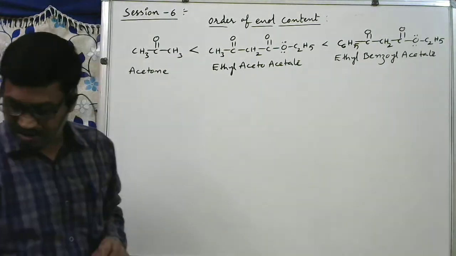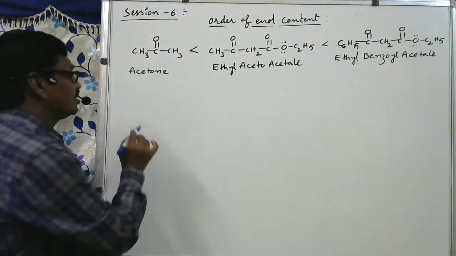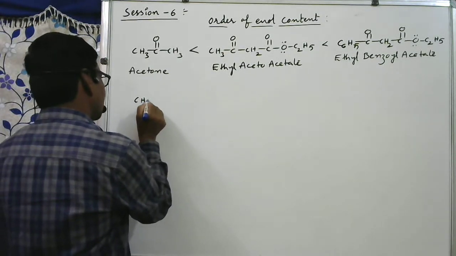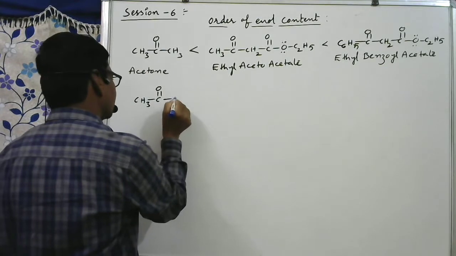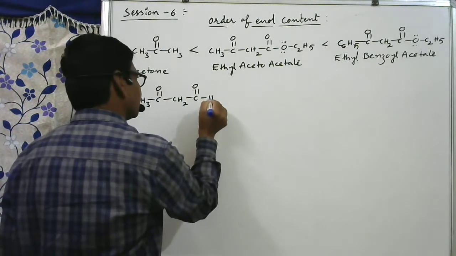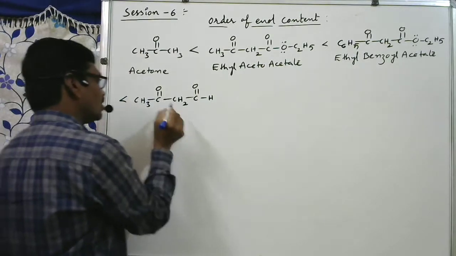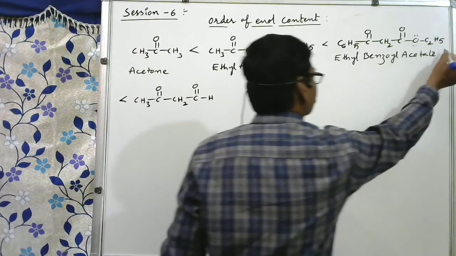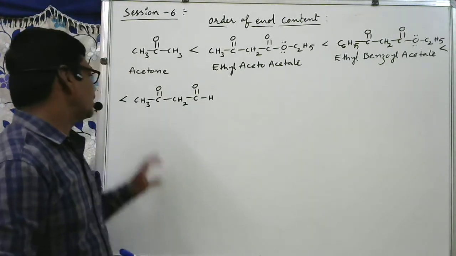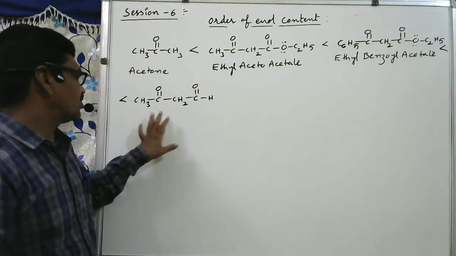Then the next compound I am giving here: CH3, C double bond O, CH2, then C double bond O H. Its enol content is more compared to this one, compared to ethyl benzoyl acetate. This compound, what is the name of this compound?